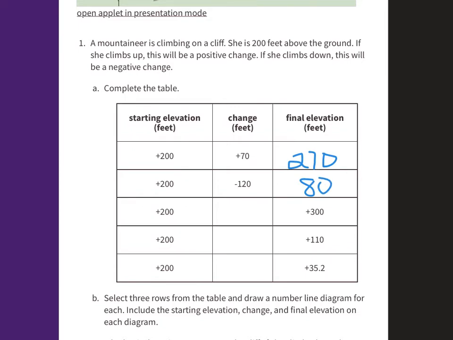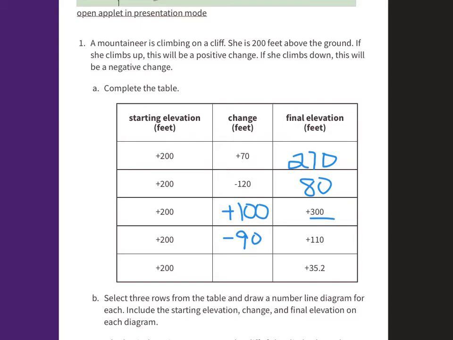All right, so 200 plus what will give me 300? Well, 200 plus 100 gives me 300. 200 plus what gives me 110? Well, I start with a bigger number and I end with a smaller number, so I know it's going to be negative. To get from 200 down to 110, I've got to take away 90. And then 200 to 35.2, once again, I'm ending with a smaller positive number.